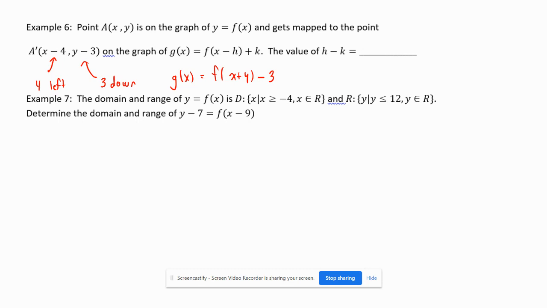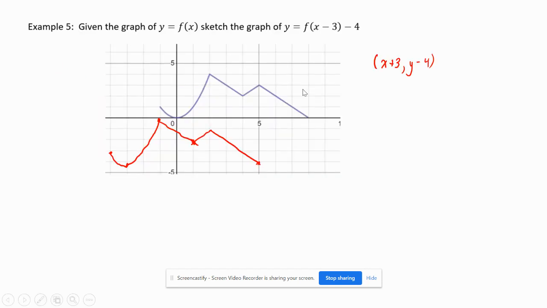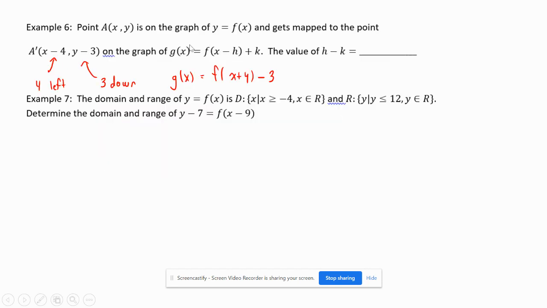The tricky point here is what our h value is. Our h value is not 4, it's actually going to be -4, because if I want to write this in the form f of x minus h minus k, it will be f of x minus -4 minus 3. So that means h equals -4 and k equals -3. So if I go -4 minus negative 3, that answer is negative 1. Okay, all right, so example 7.